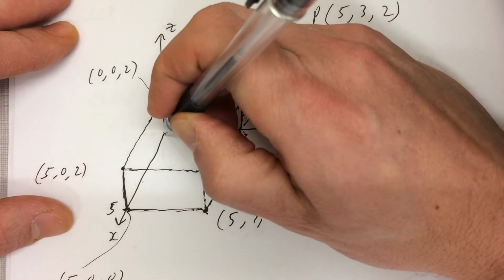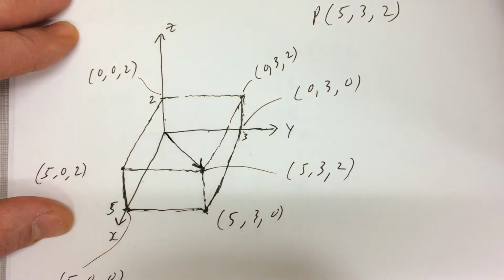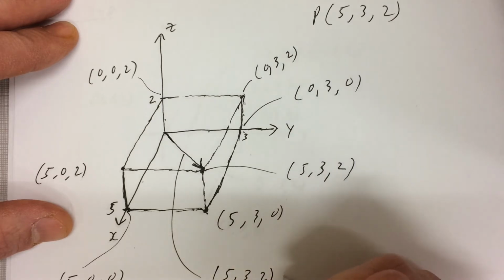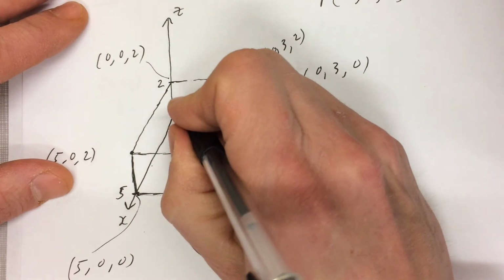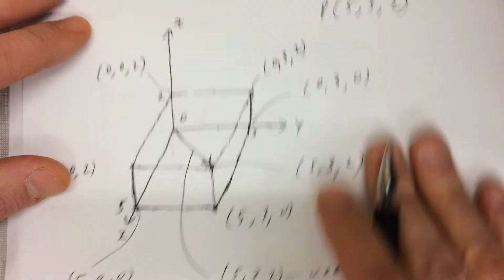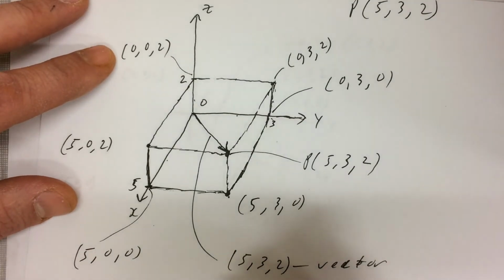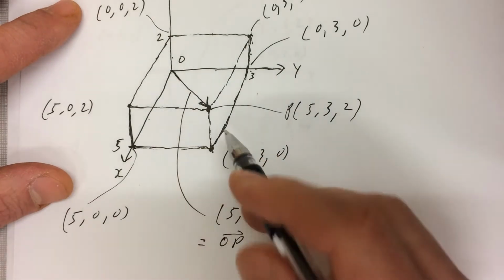Now, once we have that, we can draw in the vector, which may be otherwise hard to see. That is the vector that goes from the origin to that point. So that vector is 5, 3, 2, and that's a vector. Okay, and that vector goes from the origin, which is 0, 0, 0, to point P. Okay, so that's point P. So that's equal to OP. So there's a vector in 3 dimensions from the origin to a point.